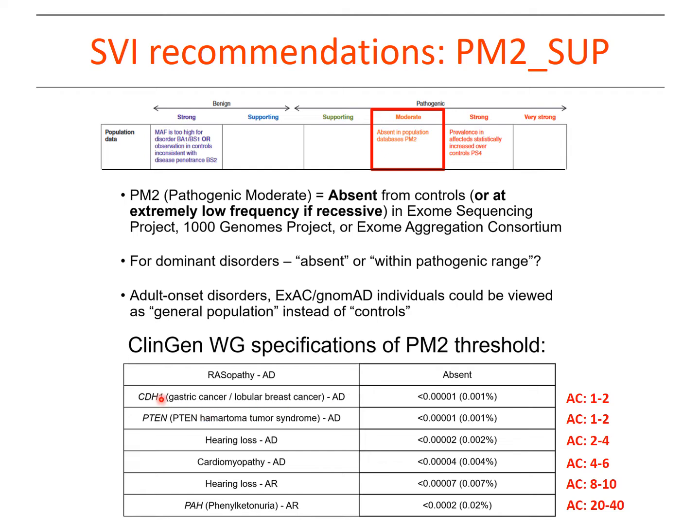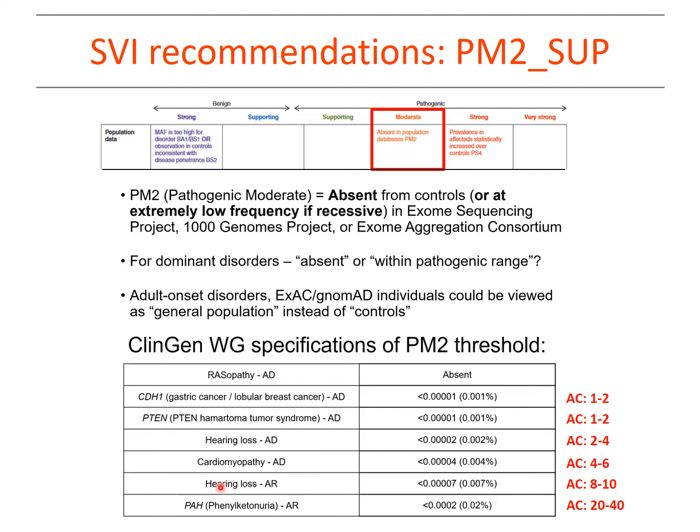And for example, here the RASopathy working group said it should really be absent, so there should not be any allele count in gnomAD. And for example, the CDH1 working group said, well, we would allow 0.001% in gnomAD, and this would translate to an allele count of 1 to 2 alleles in gnomAD.